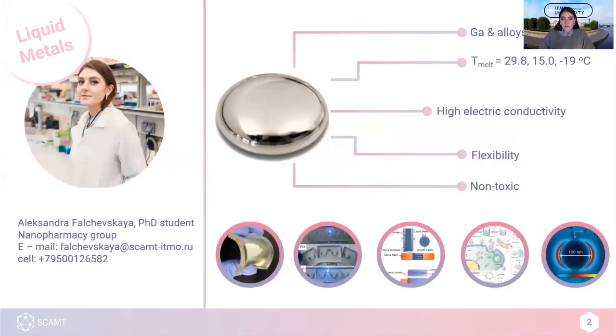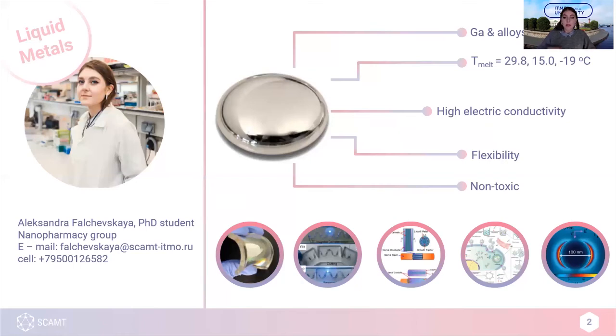The first branch of our lab, and it is my branch, is liquid metals. They are special materials with special properties that are liquid at room temperature, and they possess a lot of unique properties like high electric conductivity paired with fluidity and flexibility. They are non-toxic compared to mercury, and they obviously possess low melting points.